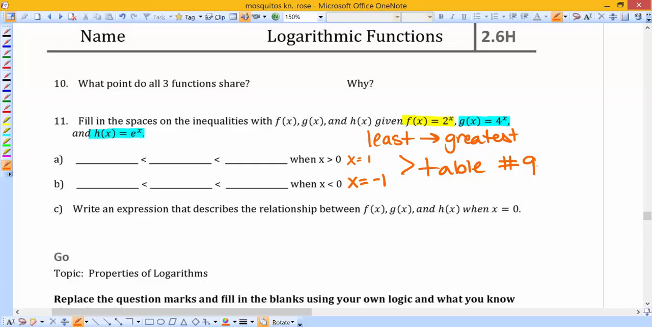Order them that way. Okay, I would like you to write the whole equation out, but if you don't, that's fine. Write an expression that describes the relationship between f of x, g of x, and h of x when x equals 0. So again, you can get this from your table, and this is your expression. You're going to write it like that right there. Okay? But you may not be using those symbols. You may be using equal sign, or you may be using greater than, or greater than or equal to. So think about that. Okay? So you're going to do that like number 11. They're just not filling in spaces for you.